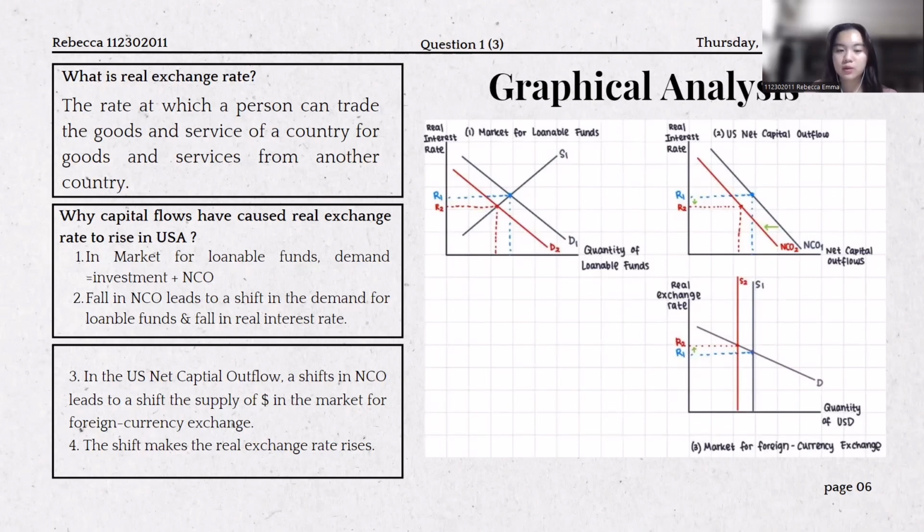Second, in the graph for net capital outflow, a lower interest rate shifts the net capital outflow curve to the left. And the third one is the market for foreign currency exchange. Well, the supply curve is affected by the net capital outflow, so a shift of net capital outflow also shifts the supply curve to the left, which increases the real exchange rate.